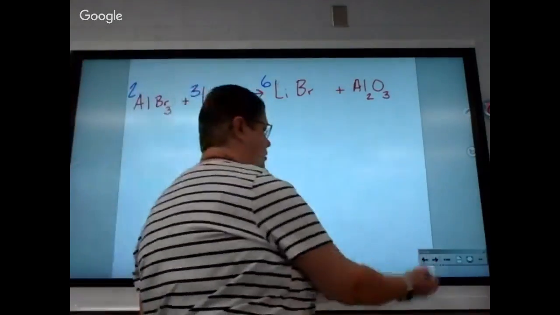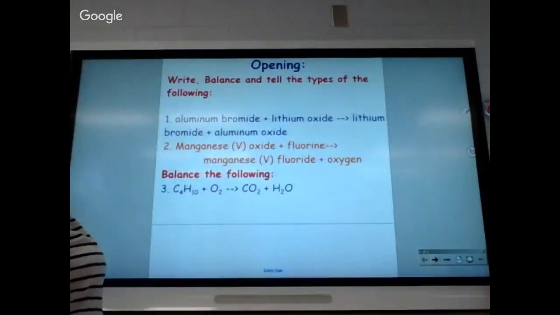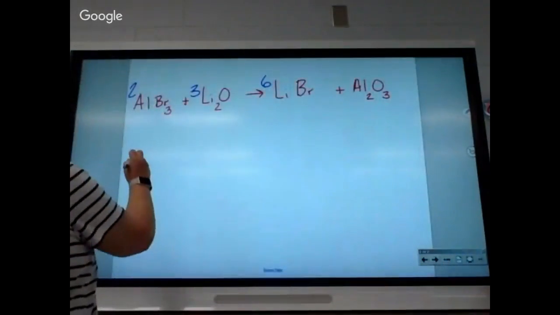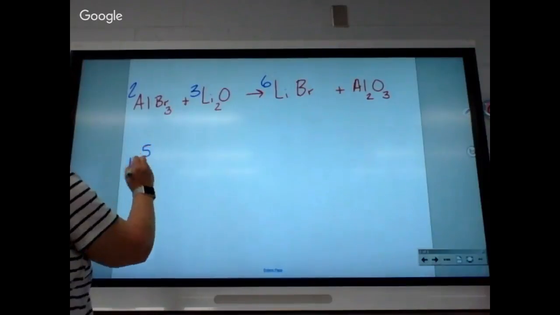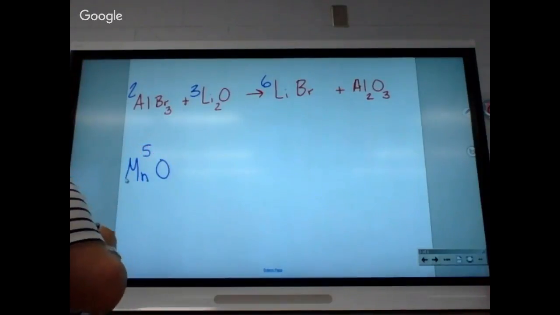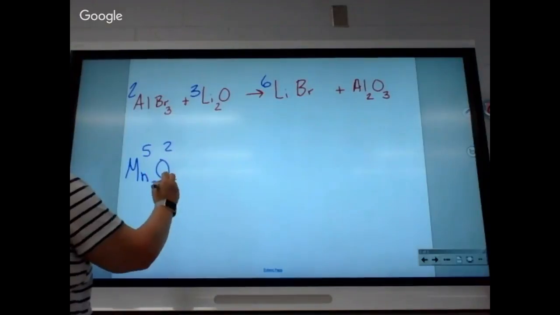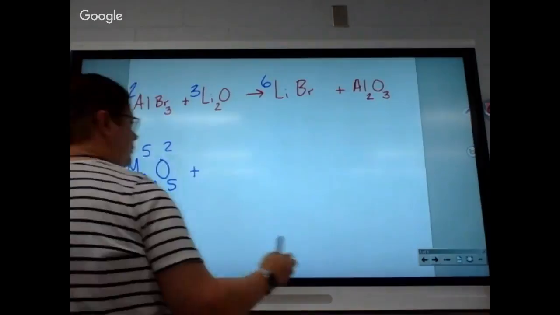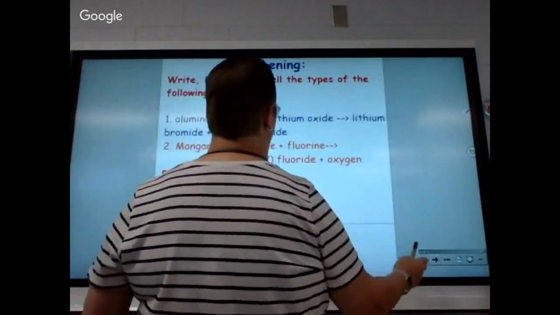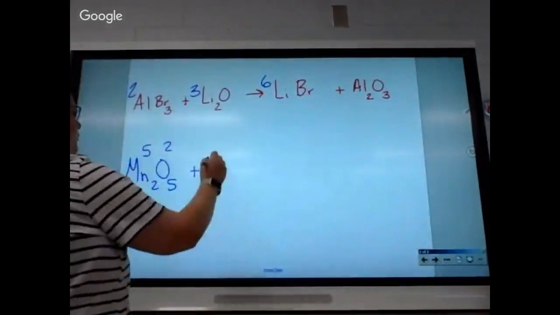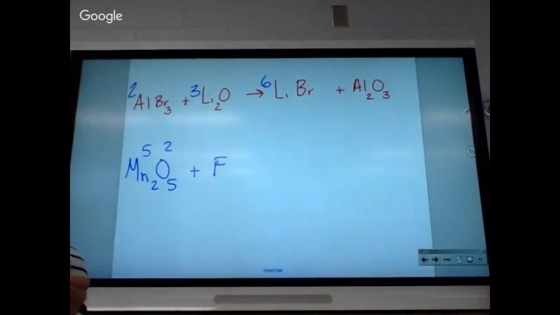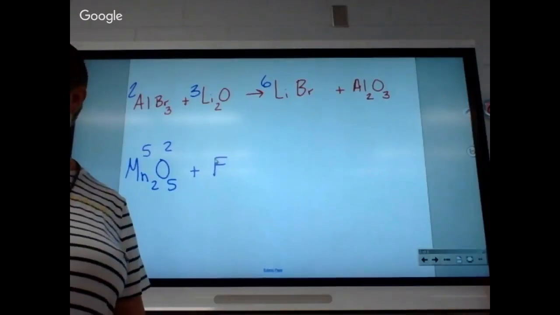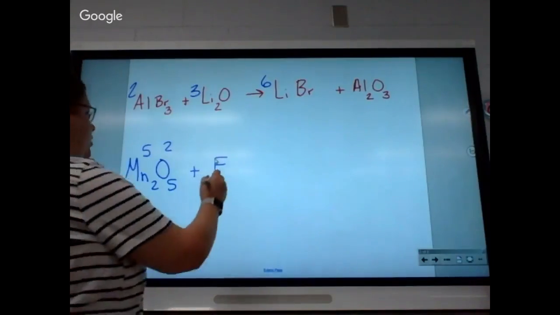All right, number 2. So we have manganese 5 oxide. Manganese is Mn, oxidation number is 5. Oxide has what oxidation number? I have a 2 and a 5. Plus, did it say chlorine? Fluorine. Okay, fluorine. So fluorine is an element. What do you ask yourself? Does it get a 2? Is it one of the 7? Yes. So you put a 2 on it.